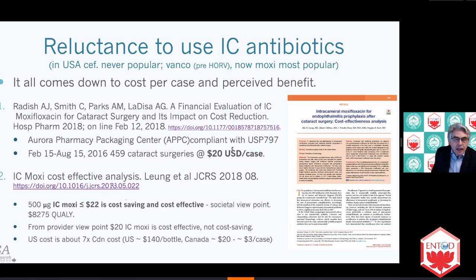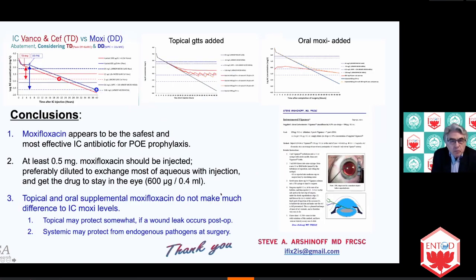But you see, in Canada, it doesn't cost us $22 per case. It costs us, well, it costs three per case if we did it diluted how we do it with American funds, but it actually costs us about 1/10 of that to buy it in Canada. So it costs us about 30 cents, 50 cents per case to do this. So it's really quite cheap and it's extremely effective. So the brief summary of all this is that moxifloxacin appears to be the safest and the most effective intracameral drug we have for post-op endophthalmitis prevention.